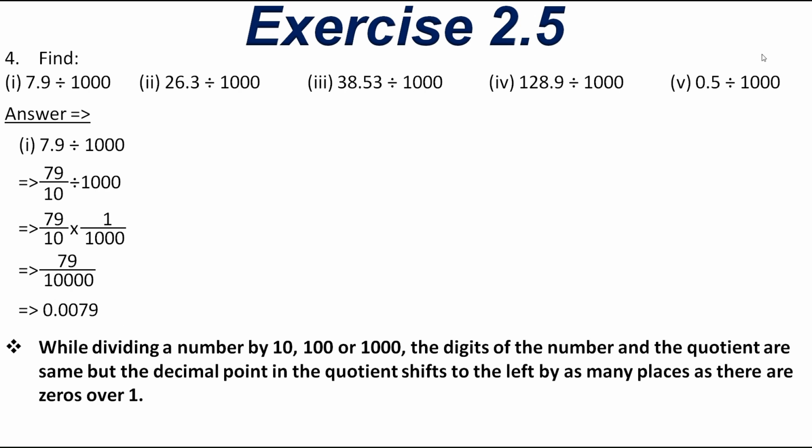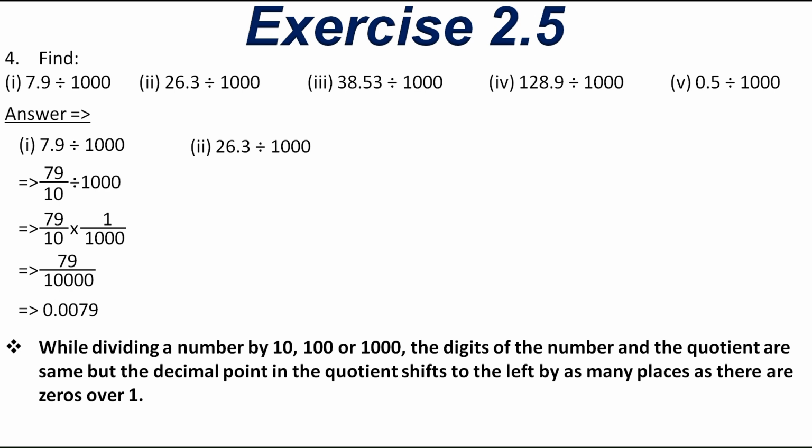0.0079. Now see here, we divided this decimal number by 1000 and 1000 has 3 zeros. So this decimal point got shifted by 3 digits towards the left. See here, before it was here, it got shifted by 3 digits. Okay. So let's use this rule and solve the next one, that is 26.3 divided by 1000.